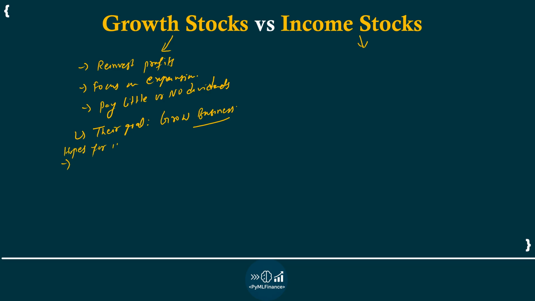For investment, one is capital appreciation. So you buy the stock at a low price, and over time as the company grows, the share price of the company increases. So this is your capital appreciation, long term gains. After a long term, when the company stock price increases, you can sell the stock and make some gain out of it.